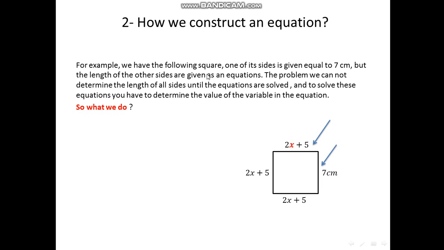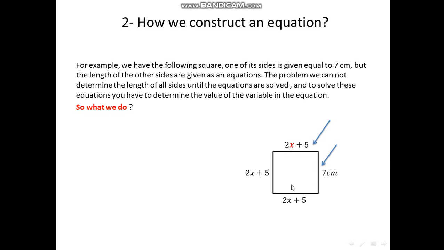For example, we have the following square. He gave me one side of the square, 7 centimeters, and the other side 2x plus 5, and I need to find the value of x. So what do I do now? What do I know as a mathematical reality about a square? Now somebody tells me, okay, all four corners are 90 degrees. Yes, that's true, but my problem doesn't depend on the corners of the square. My problem is related to the sides of the square and not the corners.